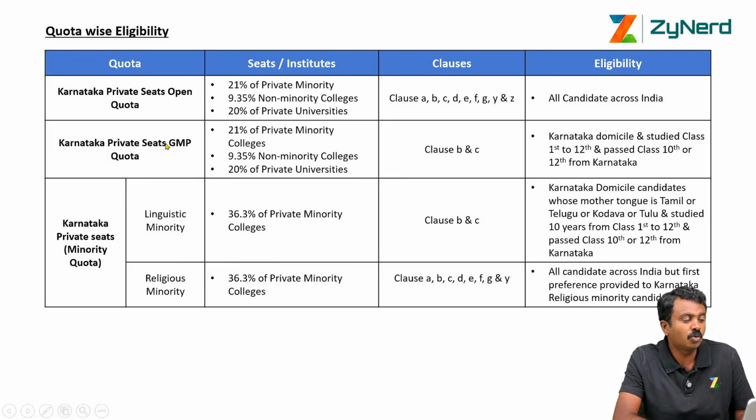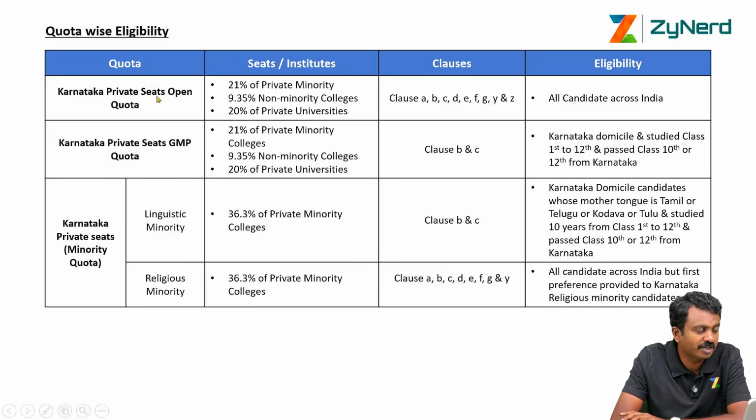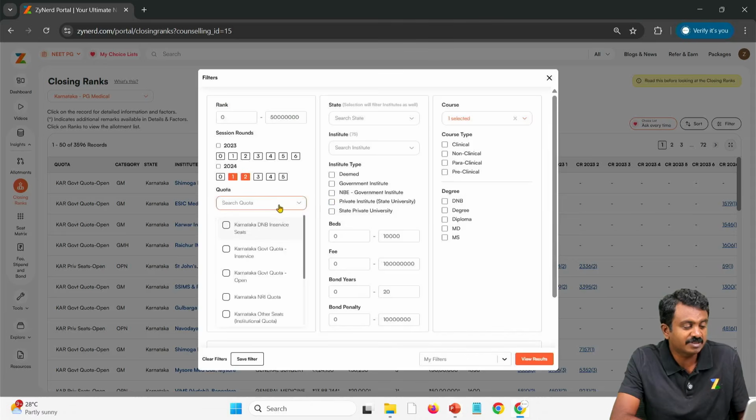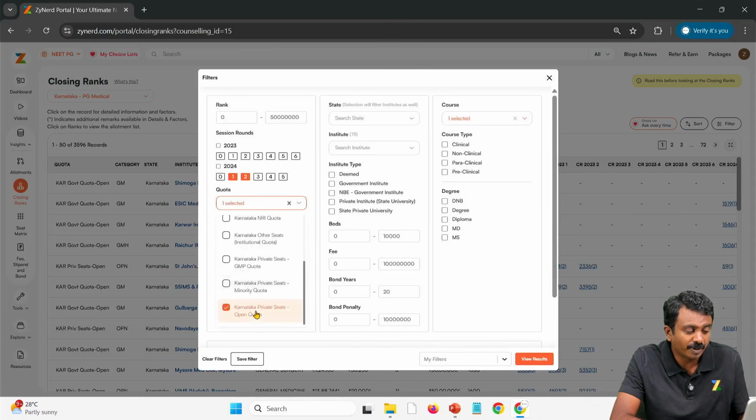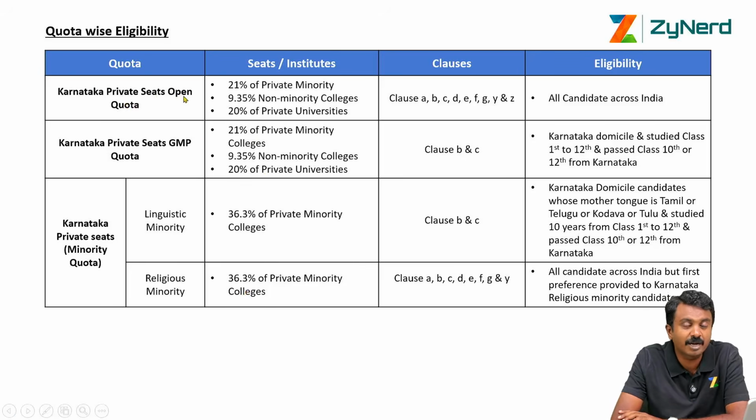Next we have the open seats or the private seats. These are called the private seats, all these three. Within that you have open quota, GMP quota and minority quota. So here, if I am selecting open quota, I should know Karnataka private seats, open quota is this. Karnataka private seats, GMP quota is this, and minority quota is this eligibility. That is what we are going to see. So who will select Karnataka private seats open quota? Anybody who belongs to A, B, C, D, E, F, G, Y and Z. Everybody who applies, no limitation, including FMGs. Every candidate across India is eligible.